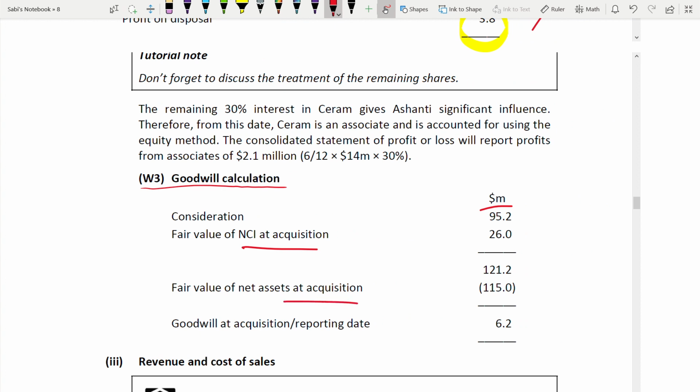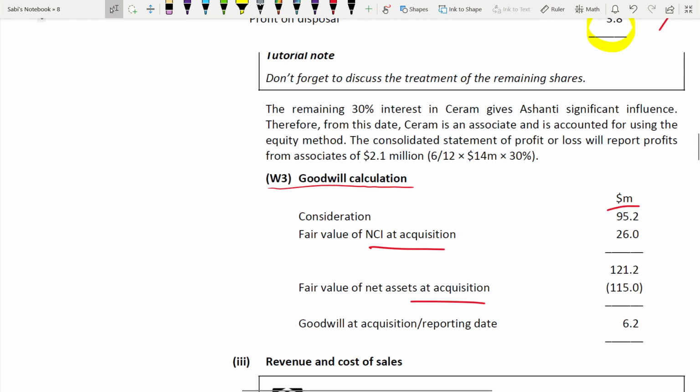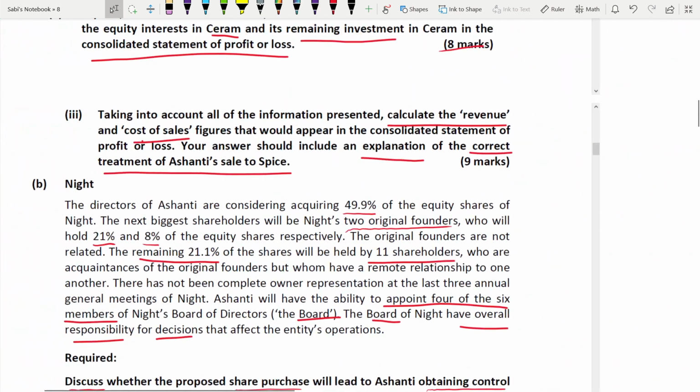Even if you have to de-recognize it at the date of disposal, the calculation of goodwill has been done previously, no? So that goodwill you need. So 95.2 plus 26. Let us see from the case study. Okay.